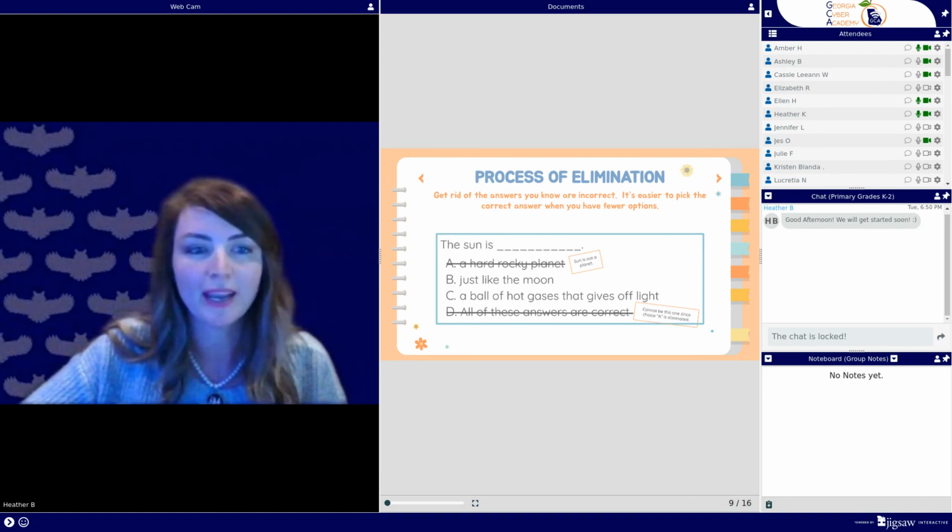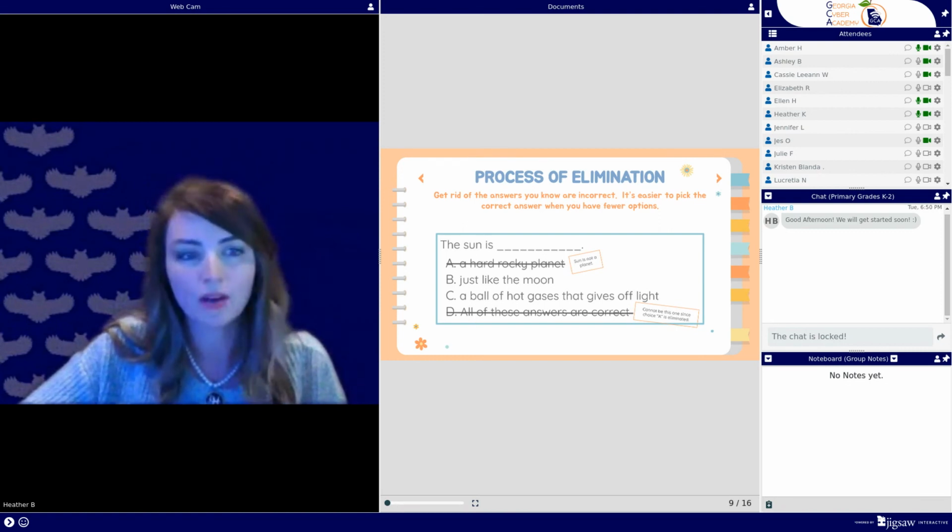And the process of elimination strategy really just increases the chance of getting the right answer, because the easier choices that you can eliminate increase the probability of getting the right answer. So for here, the sun is a hard rocky planet. Well, we know that the sun is not a planet, so we can get rid of that. And then if you look at choice D, all of these answers are correct. That one is automatically not an option because choice A was not an option. So just by eliminating those two choices, we now have a 50-50 chance to get the correct answer.